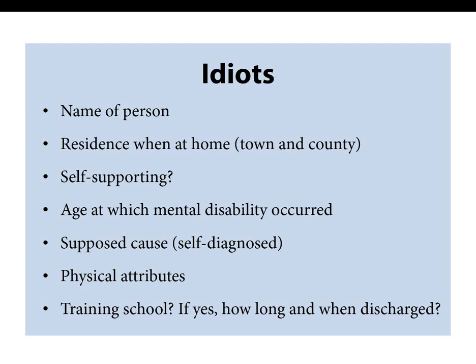Okay, the next schedule is to look at what they're deeming idiots, which is folks with mental disabilities. That is the name of the person, whether or not they're residing at home, are they self-supporting, when did they notice that they have this mental disability, what is the supposed cause of it, what are their physical attributes, and if they're at a training school. And then if they are at a training school, how long or when were they discharged?